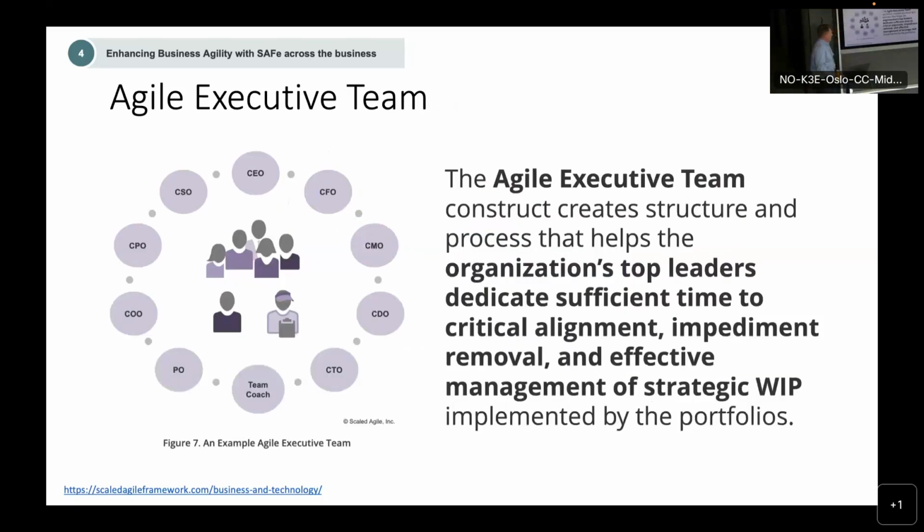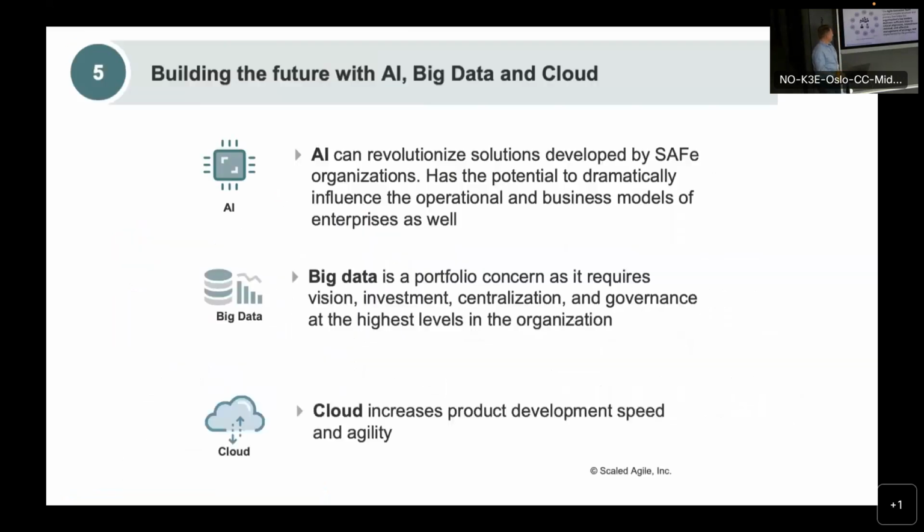The Agile executive team, as I said, are the top leaders high up that can actually make the changes needed to the system to help remove the impediments that are systemic and that a single team or a train isn't able to do on its own. Yeah, we won't go into this one, but there are the technologies that are enabling the faster moving and the more automated stuff we're doing with digitalization.